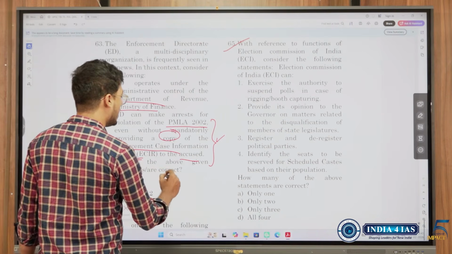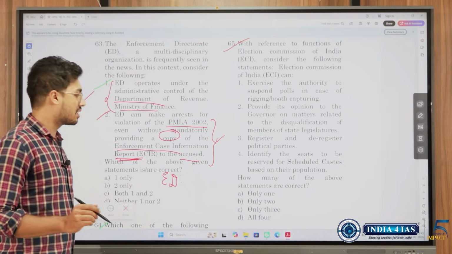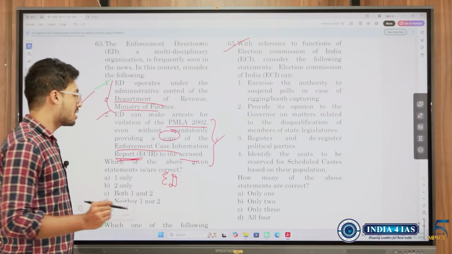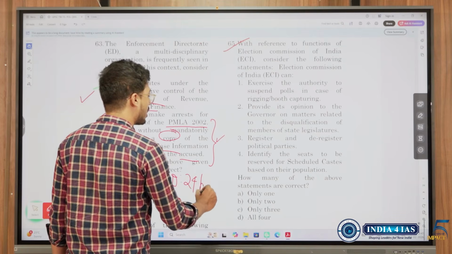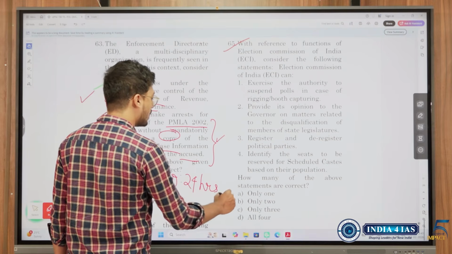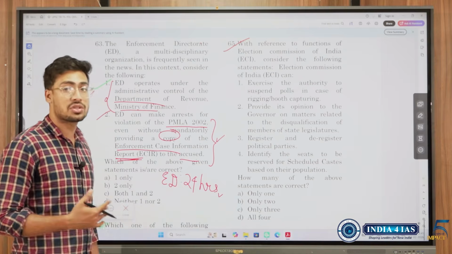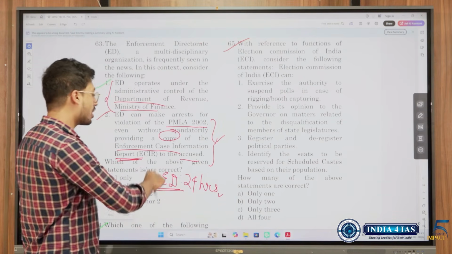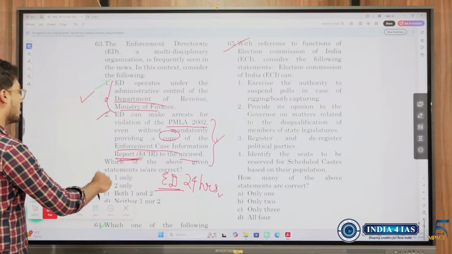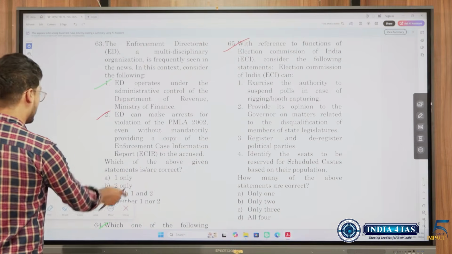See, when ED is arresting, at the time of the arrest it need not tell the accused the grounds of arrest, but within 24 hours, the Supreme Court has said, ED is supposed to tell the accused the grounds of arrest. It is about the grounds of arrest, not the comprehensive report. So, answer C.